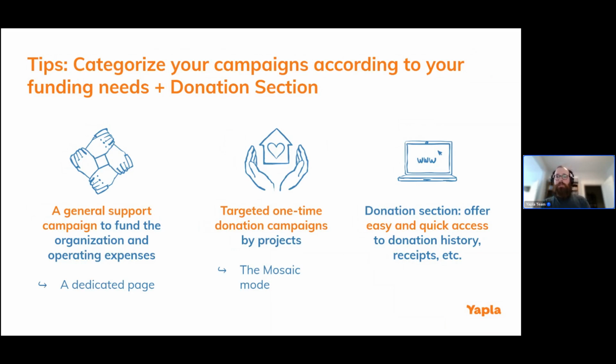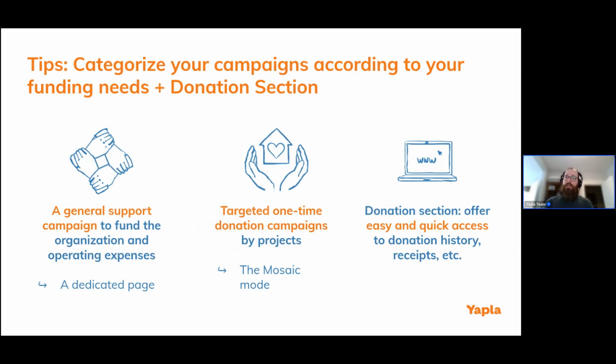Then, as I mentioned, we can have targeted one-time donation campaigns by project with the mosaic mode. This will allow you to present all the projects that your association is working on, and people will be able to donate to specific actions in your roster of projects.